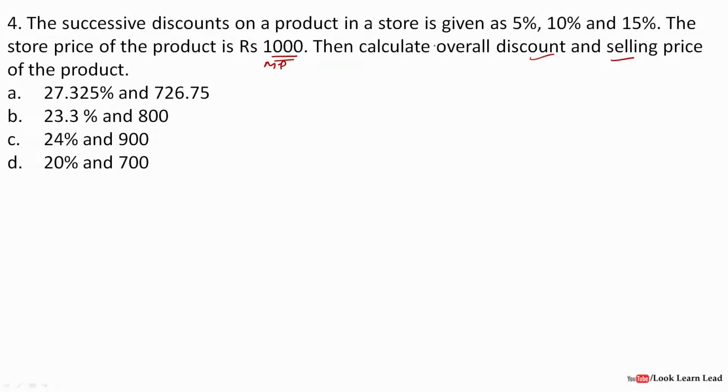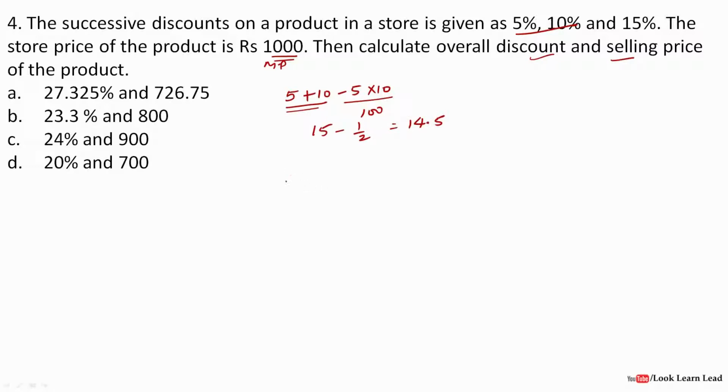So first we will find the overall discount. So first we will find for 5 and 10. So 5 and 10 it would be 5 plus 10 minus 5 cross 10 upon 100. So it is 50 by 100. This is 15. 15 minus 50 by 100, which is 1 by 2, would be equal to 14.5.